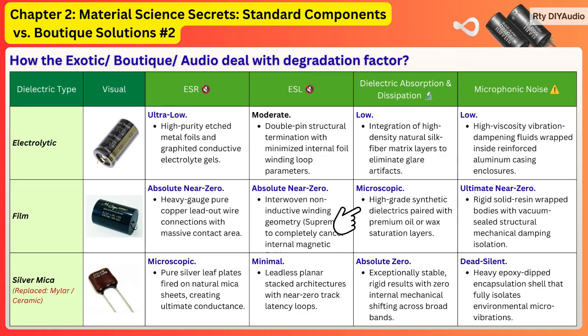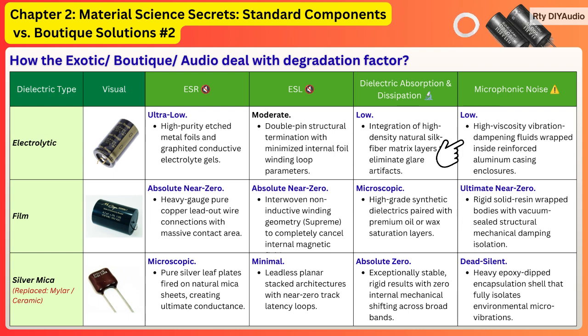Furthermore, premium solutions eliminate harsh dielectric absorption by wrapping high-grade synthetic materials in specialized oil or wax saturation layers, alongside high-density natural silk fiber matrix rings like the legendary ELNA Silmic formula. This fluid chemical barrier smoothly dissolves clinical digital artifacts into pure organic mid-range textures.